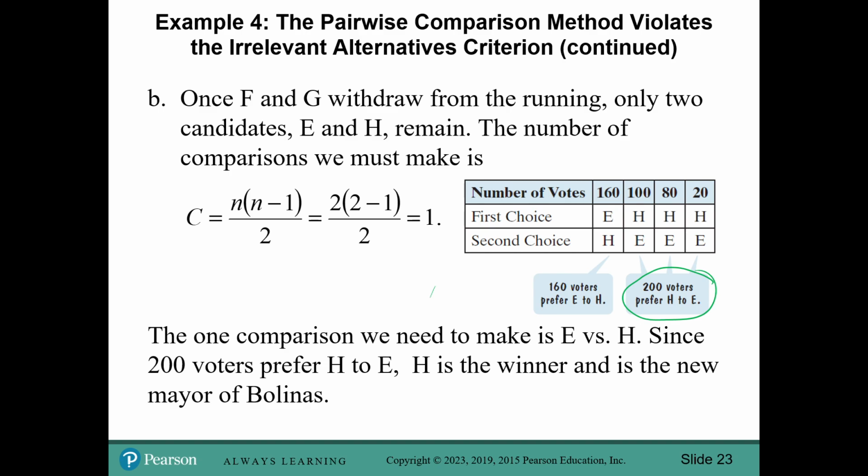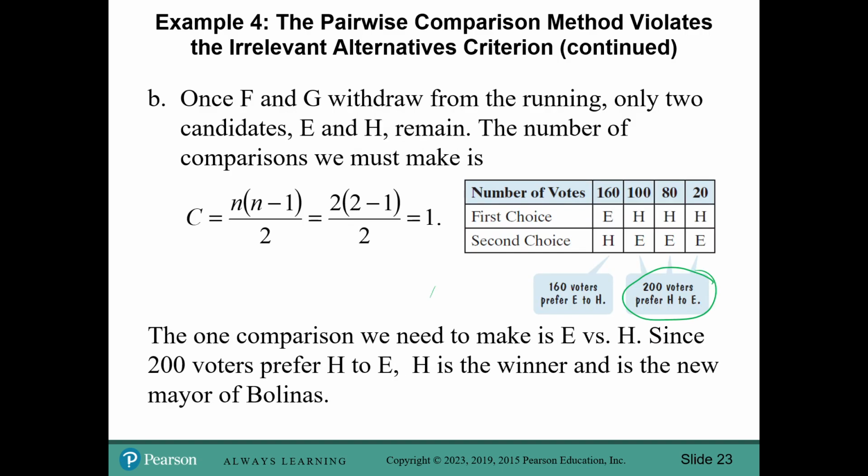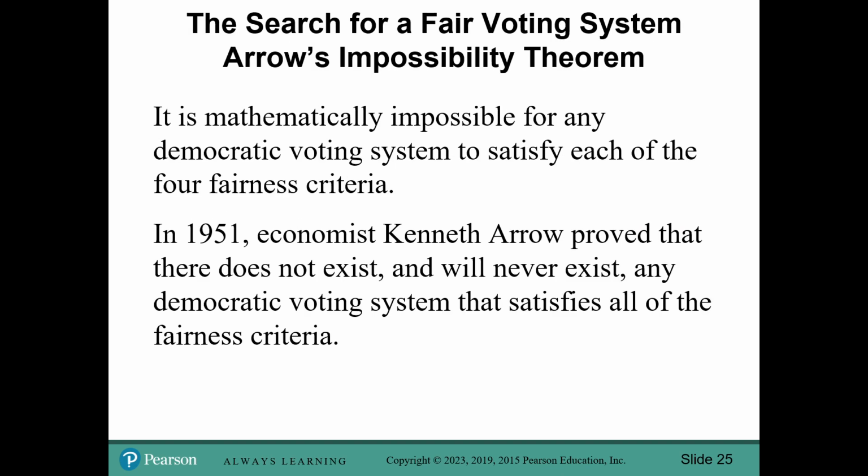The one comparison we need to make is E versus H, since 200 voters prefer H to E. H is the winner and is the new mayor of Bolinas, which makes no sense, right? Because the only thing that changed is that 2 people withdrew. And now, because those people withdrew and we eliminated those votes, we see that E is no longer the winner, H is now the winner, which is obviously not fair and an issue because it violates the irrelevant alternatives criterion. The first election count produced E as the winner. When F and G were withdrawn from the election, the winner was H, not E. This violates the irrelevant alternatives criterion.